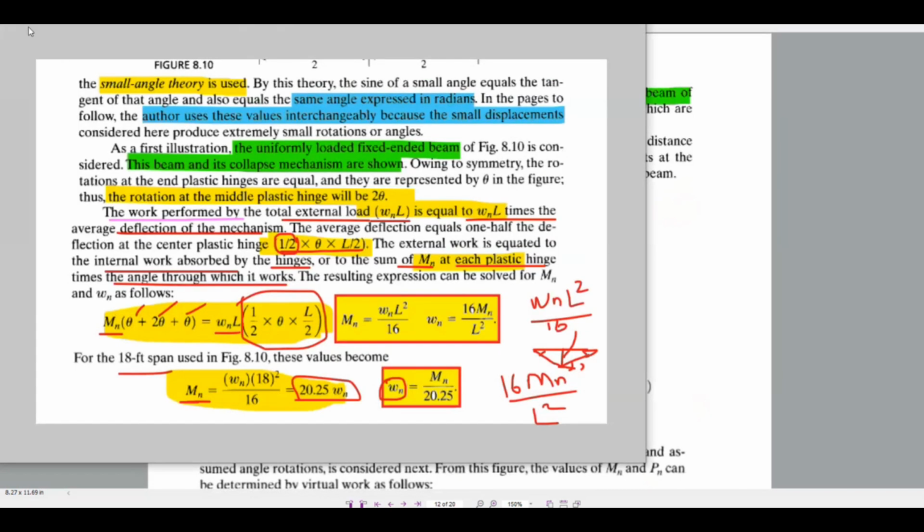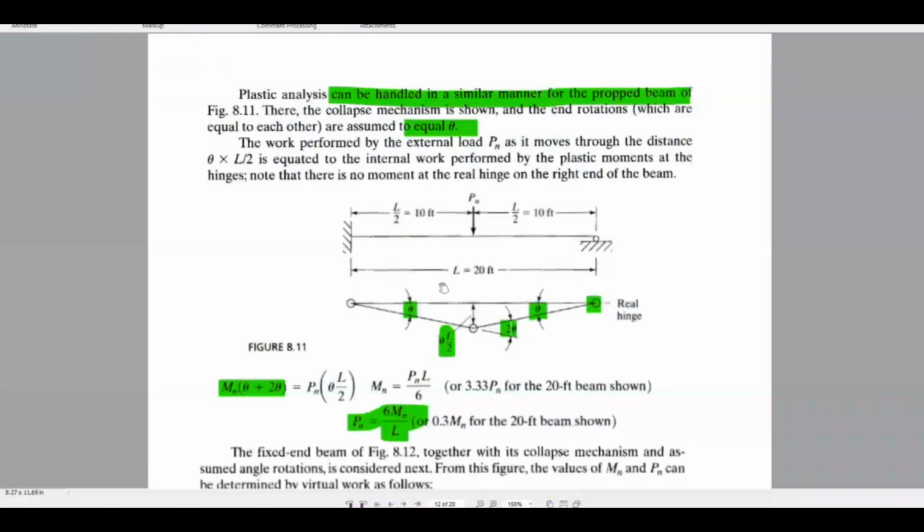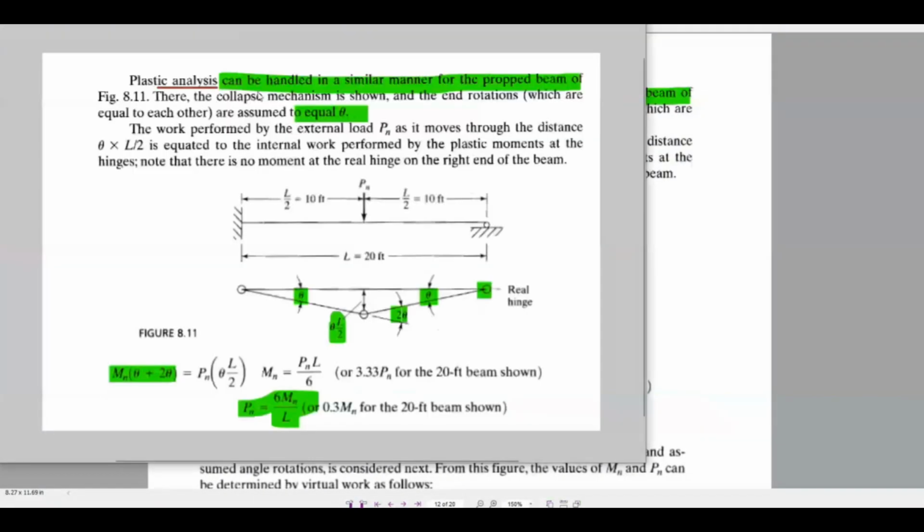So here we can see one more example. Plastic analysis can be handled in a similar manner for the propped beam of figure 8.11. Therefore, the collapse mechanism is shown. Here one theta will become, here automatically there is a real hinge, right? A theta will be there, and here also 2 theta. The collapse mechanism is shown, and the end rotations are assumed to be equal to theta.